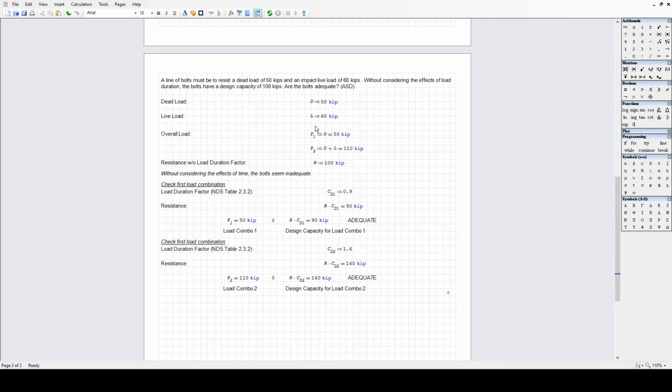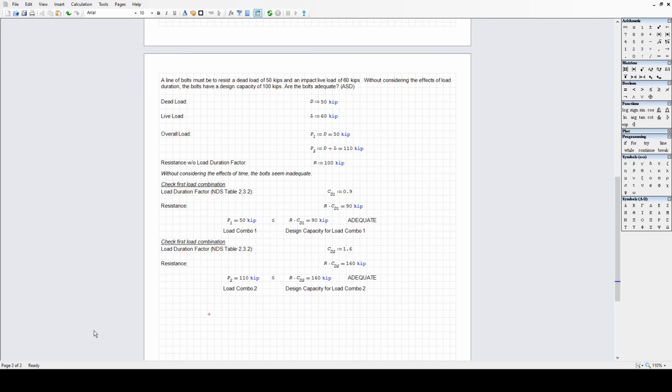But because it's impact live load, we're allowed to use a relatively high value of this load duration factor, and that is multiplied by our resistance. We multiply the resistance by this. That ends up giving us a greater capacity than our load combination. So we are actually adequate for both the first and second load combination, even though just looking at this, 50 plus 60 is 110, and the resistance is 100. It seems at first that no, this connection will obviously fail.